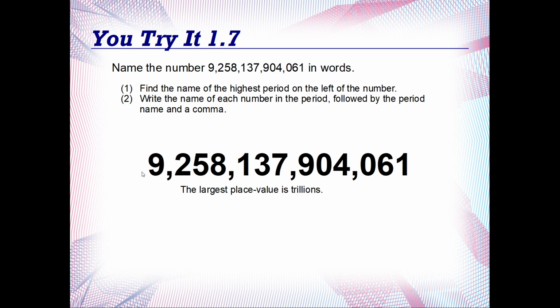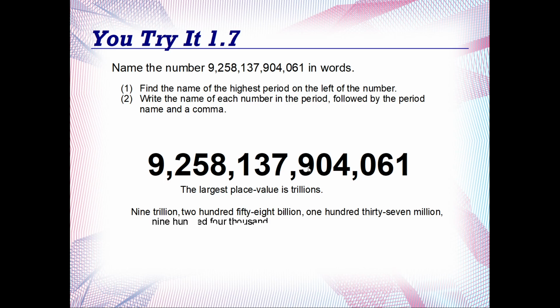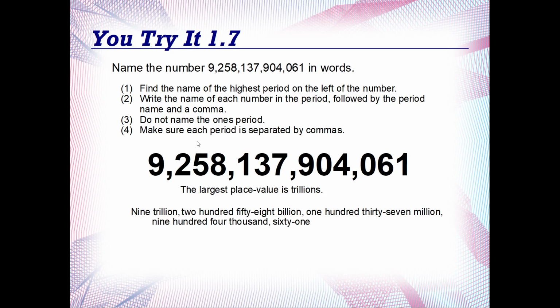So the number in this period here is 9 trillion, 258 billion, 137 million, 904,000. And when we get to the last, the ones period, we don't name the period. So the number in this period is 61. So we just simply conclude with 61. Then we make sure that each period is separated by a comma, and it is.